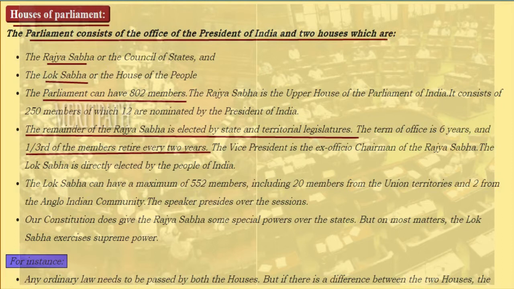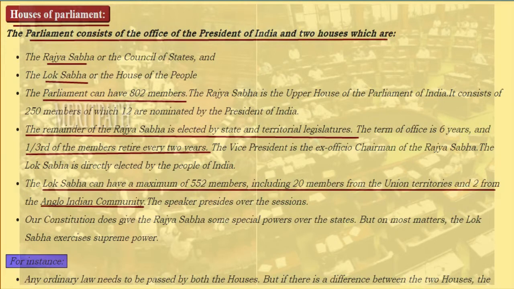Lok Sabha is directly elected by the people of India. Lok Sabha can have a maximum of 552 members, including 20 members from the Union Territories and 2 from the Anglo-Indian communities. Speaker presides over sessions of Lok Sabha.